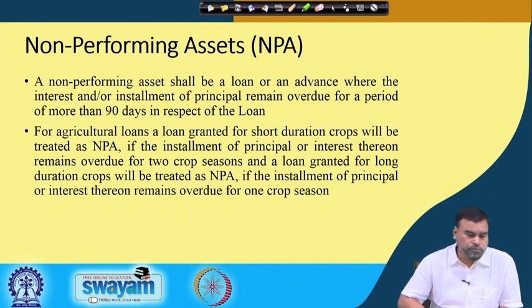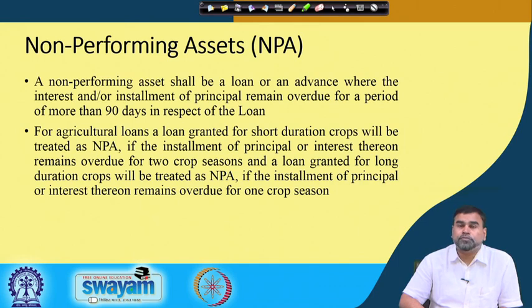If you talk about NPA, an asset is converted into an NPA when the interest or the installment of principal remains overdue for a period of more than 90 days in respect of the loan. So, whenever either the interest is not paid for 3 months, or the principal amount is not repaid for 3 months, then that particular loan of the commercial bank will be considered a non-performing asset. Either interest or part of the principal which is supposed to be paid periodically on a monthly basis, but continuously for 3 months it is not paid, then we can call that asset a non-performing asset according to the Reserve Bank of India guidelines.